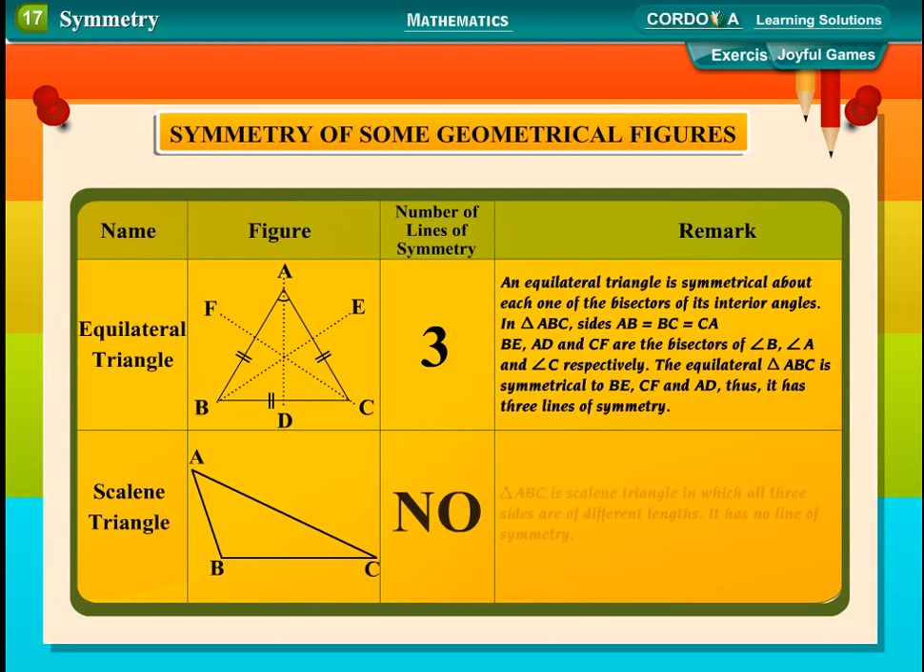Scalene triangle. Triangle ABC is a scalene triangle in which all 3 sides are of different lengths. It has no line of symmetry.